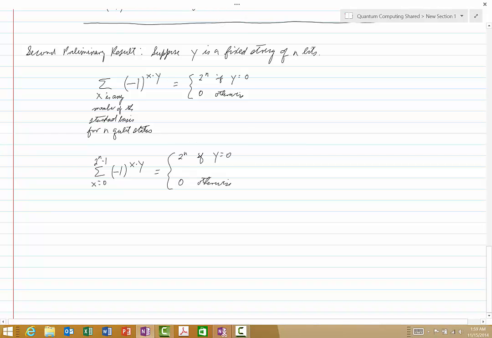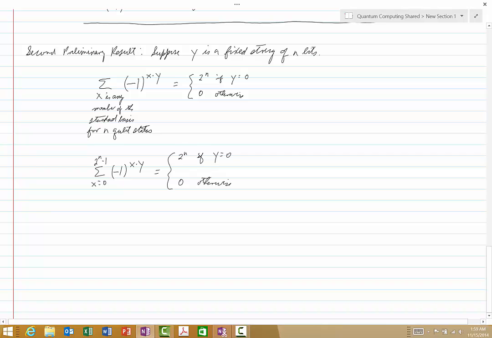Okay, so I'll tell you at least my thinking about this problem, and you can compare it to yours. First of all, the top claim, that this is equal to 2 to the n if y equals 0, seems pretty obvious to me, because if y is equal to 0, remember that means it's the n-qubit state that has all zeros. Then x dot y is clearly just equal to 0, because x dot y is the number of positions in which x and y both have a 1, but if y is all zeros, then obviously x dot y is 0.